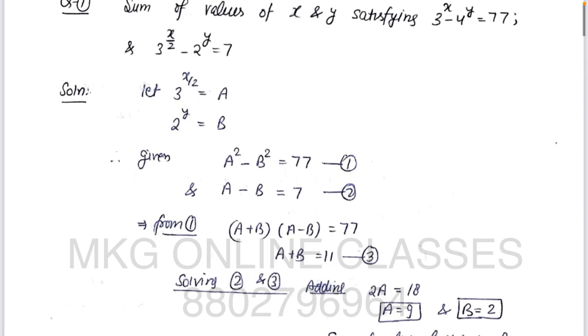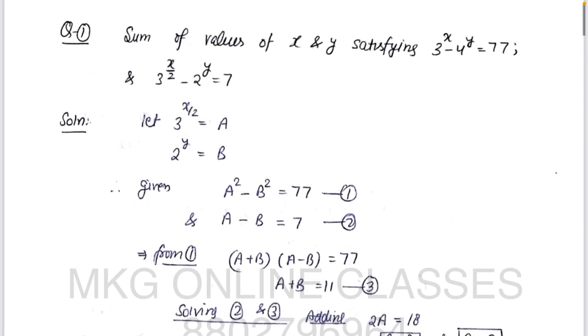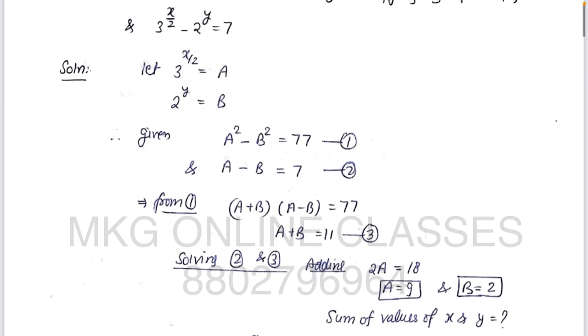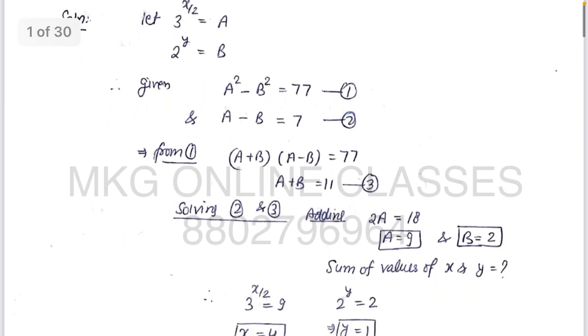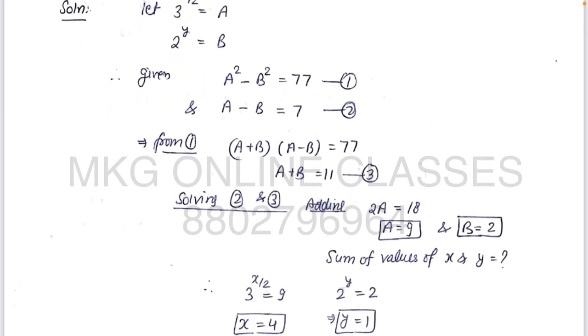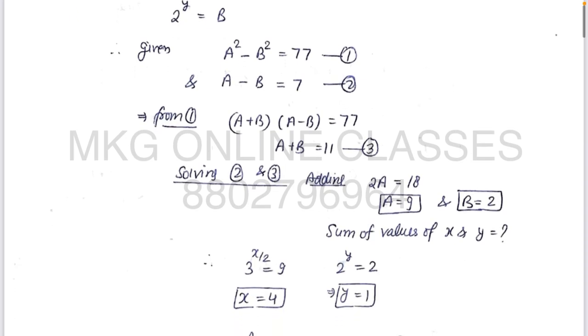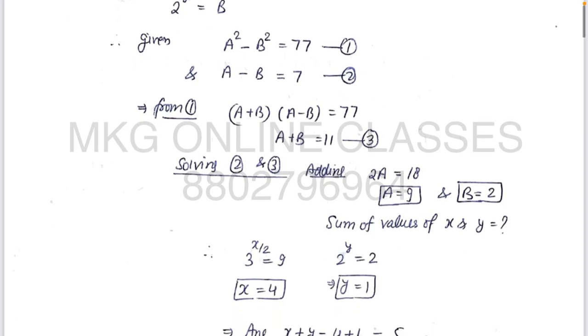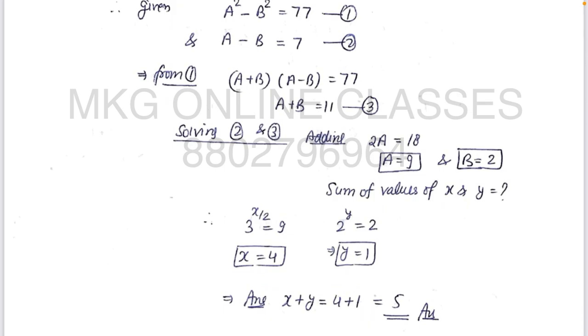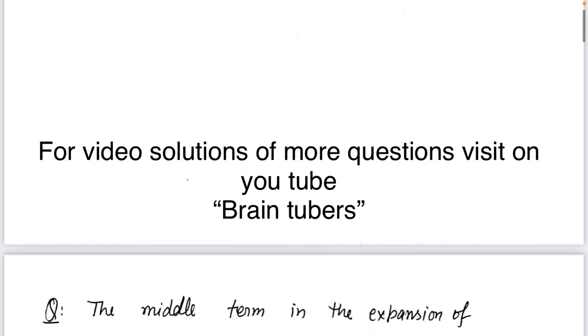Solving these 2 and 3 equations, I can get a and b. The value of a is 9, b is 2. What was a? a was 3 raised to power x upon 2. So 3 raised to power x upon 2 is 9, and 2 raised to power y is 2. Solving these, I'll be getting x equals 4, y equals 1. So x plus y is 5. So the answer for this question is 5. Let's come to the second problem.